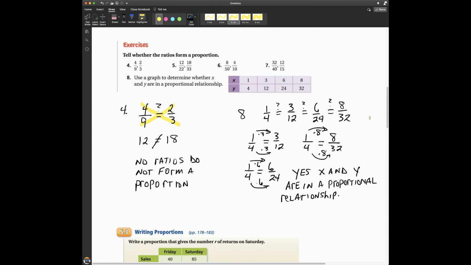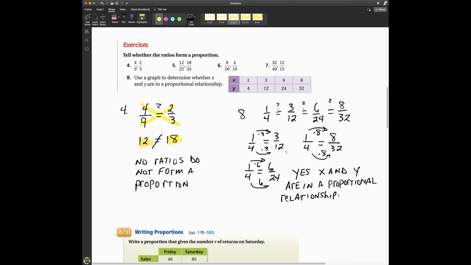Another tool we have in our toolbox is the cross products property. So for number 4, that's what I use, because if these two ratios formed a proportion, then their cross products would be equal. So you see here, I took 4 times 3, I got 12. I took 9 times 2, and I got 18. And you can say, no, those ratios do not form a proportion.